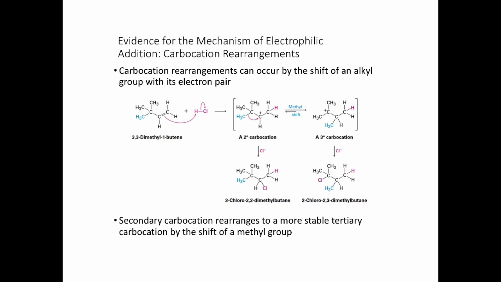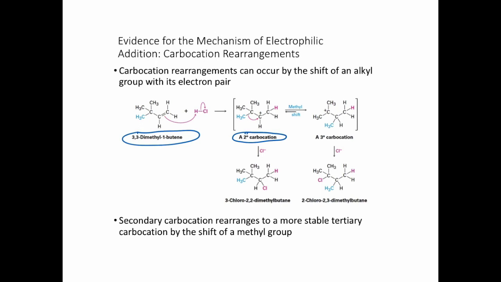Here is an example of a reaction. If we have 3,3-dimethyl-1-butene and we react it with HCl, first the H goes on the carbon of the alkene with more H's, and that gives us a secondary carbocation. So now we have to stop and ask ourselves, could a hydride or methyl shift occur that would give us a more stable carbocation? And the answer is yes.